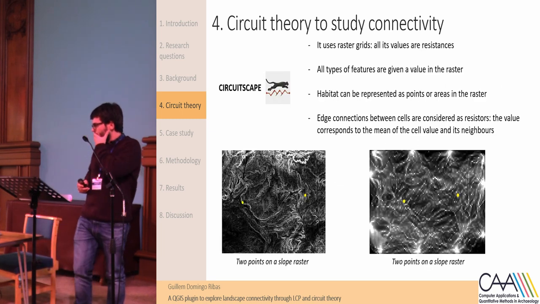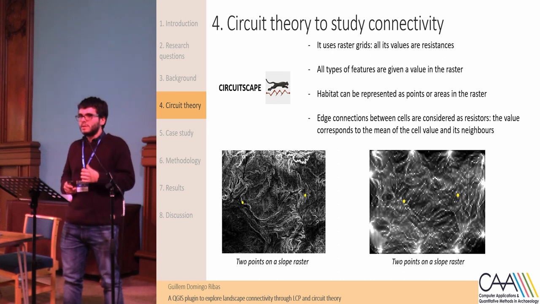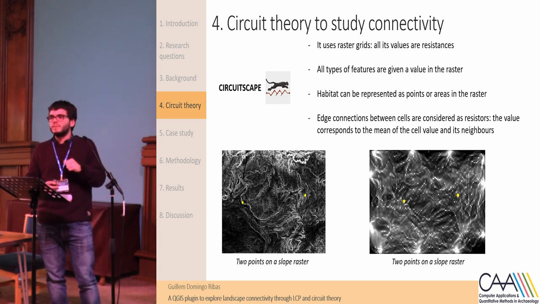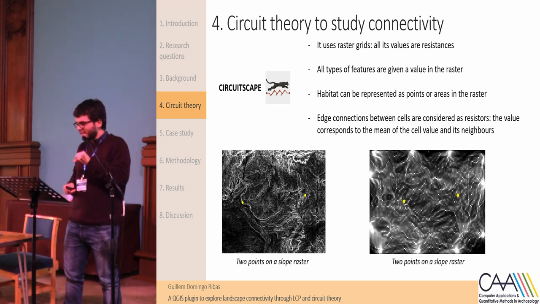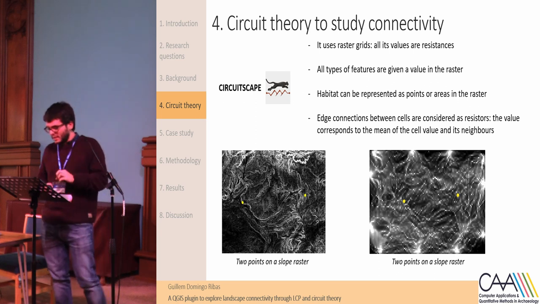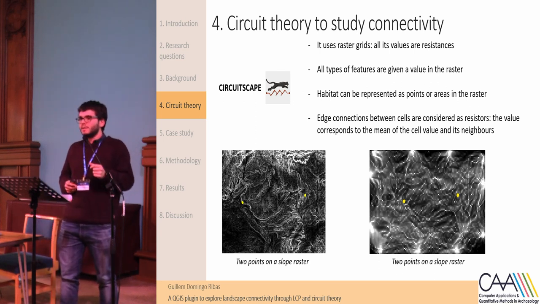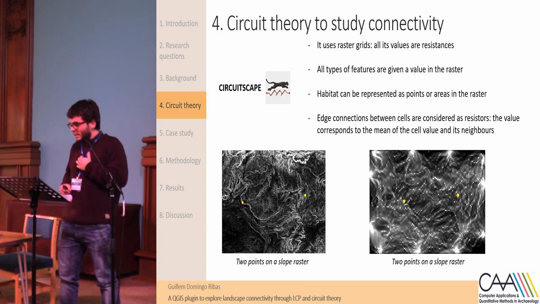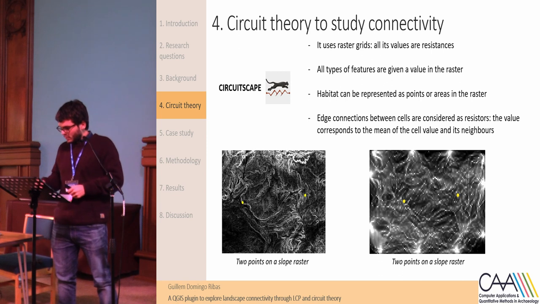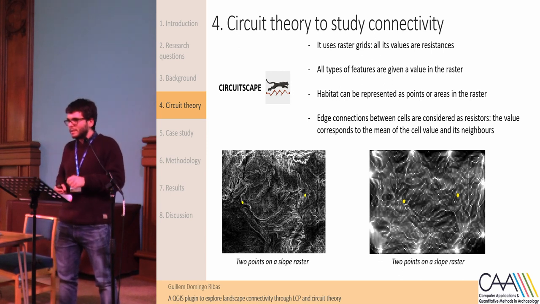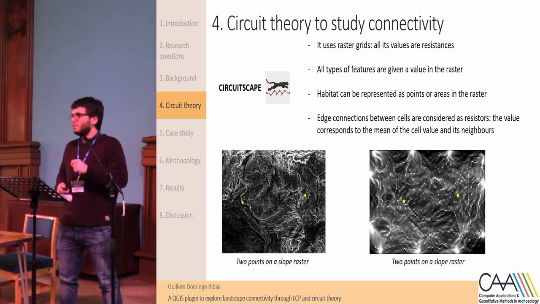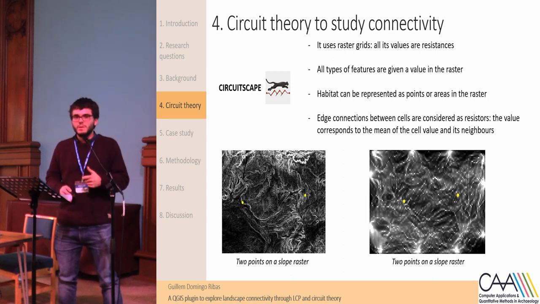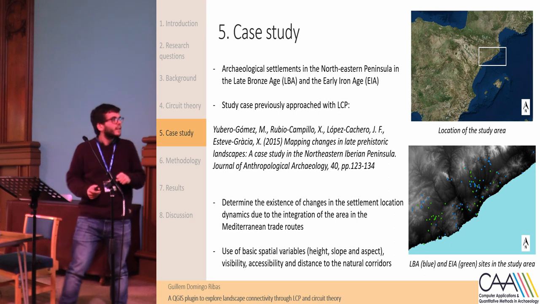Okay, for this study, I have used CircuitScape, which is also included in the tool. CircuitScape is an open source software created by the researchers who identified the benefits of circuit theory to model connectivity. It reads raster grids. Raster grids have a value for each feature in the landscape regarding the permeability of each element. And the edge connections between the cells are conceived as resistors, whose value corresponds to the mean of the cell value and its neighbors. And again, the perspective is important because the availability of multiple paths is closer to the experience of an individual traversing a landscape.